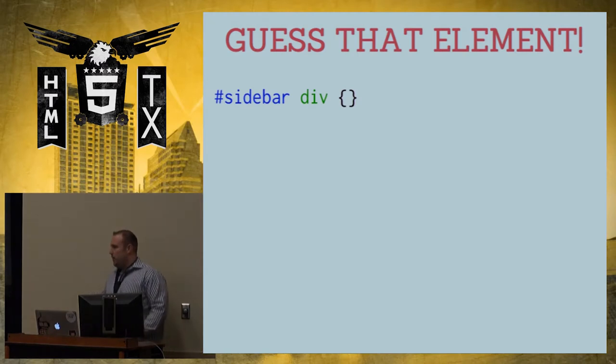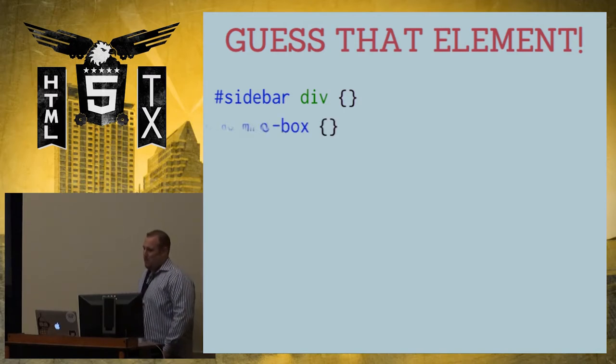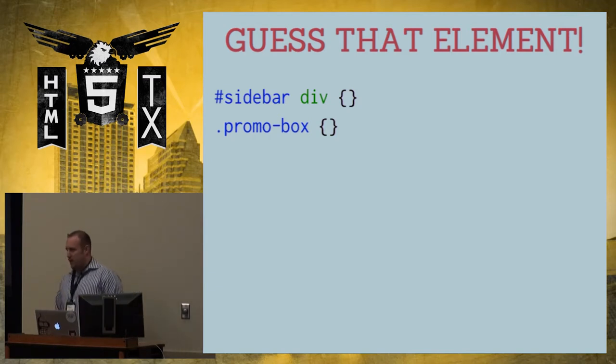So we're going to play a little game here called Guess That Element. So I have a sidebar div. Now, what do you think that might be? I mean, it's a guessing game. It could be whatever. It's a promo box. Isn't that so much easier to say, hey, this is a promo box? That we're being very specific with what we're doing there.